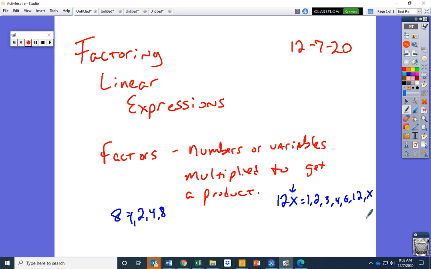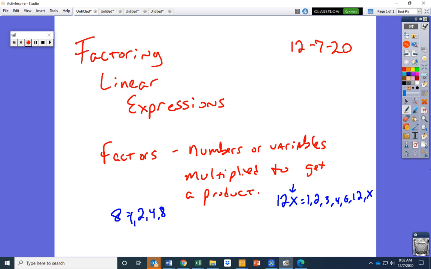Yes or no? Okay. Now, sometimes what you want to do today is try to get what we call the greatest common factor. What is the greatest common factor? The largest number that is common among two numbers. Okay? Can I erase this? All right. Are we good?